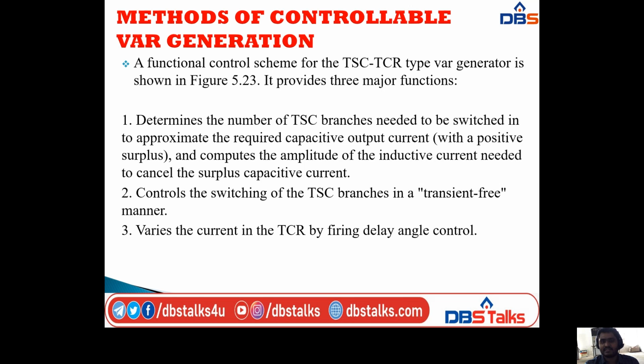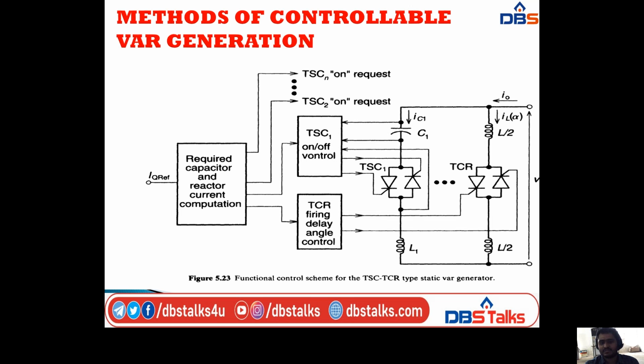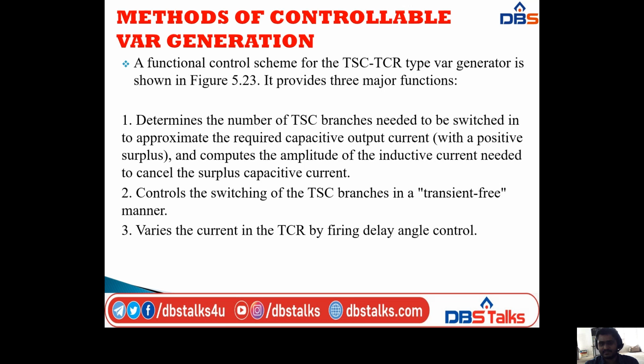So here I am taking the functional control scheme. This is the functional control scheme for the TSC-TCR type static generator. It provides three major functions. The first one is that, by using this functional control scheme, it determines the number of TSC branches needed to be switched in to approximate the required capacitor output current.